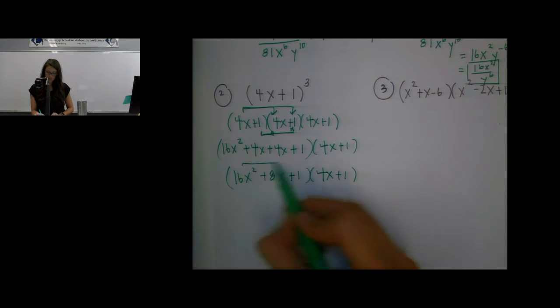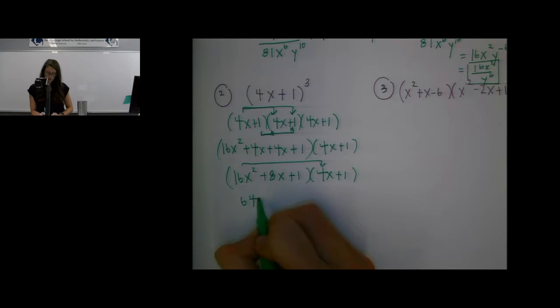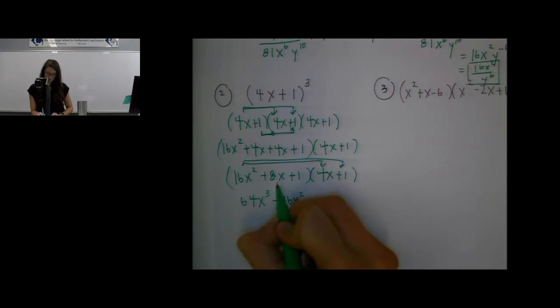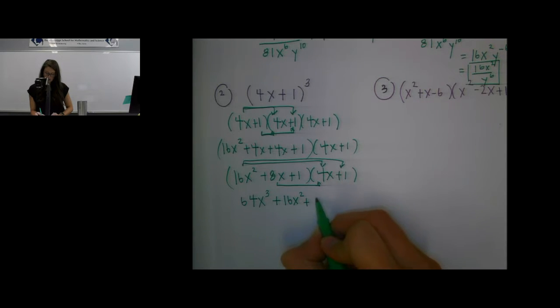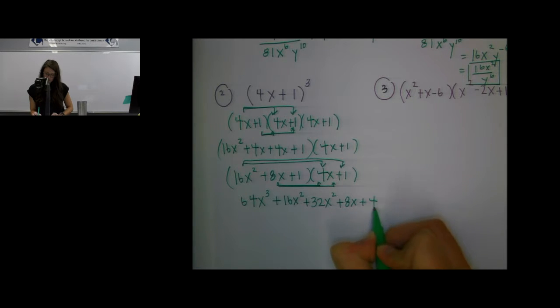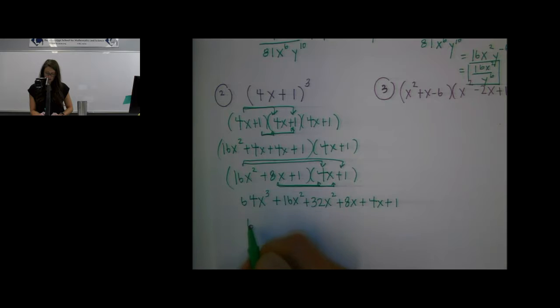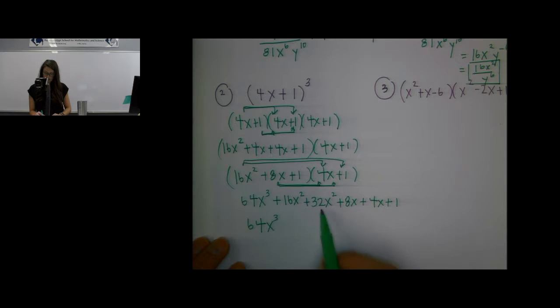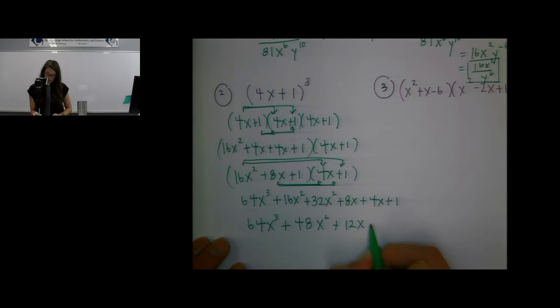Okay, so 16x squared times 4, so that's 64x to the third. 16x squared times 1 is 16x squared. 8x times 4 is 32x squared. 8x times 1 is 8x, plus 4x plus 1. Combine your like terms, so you'll have 64x cubed, 16x squared plus 32x squared, so that is 48x squared. 8x plus 4x is 12x plus 1.